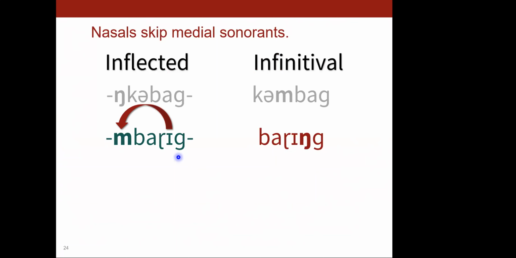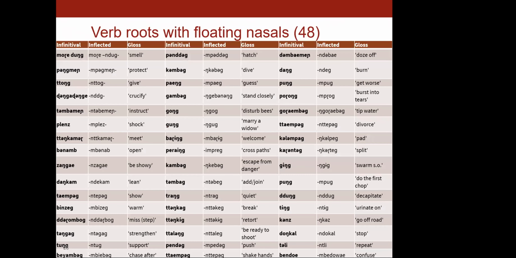So it was preceding the G when the B was word initial, but then it floats leftward to precede the B in the inflected form. Here's a table of 48 verbs that feature this same pattern.